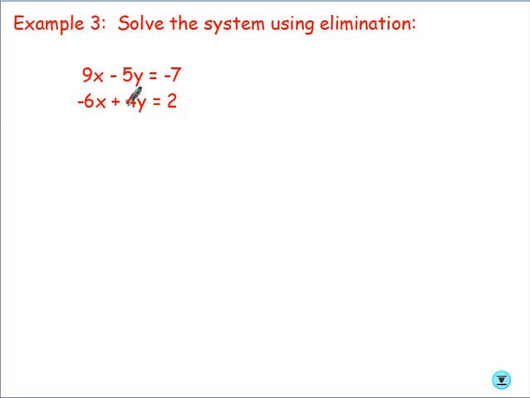So 5 and 4 both go into 20. Now, when I look at this, the top one is already negative. So I'm going to make the top one the negative 20. Negative 5 times 4 gives me negative 20. And positive 4 times positive 5 gives me positive 20.